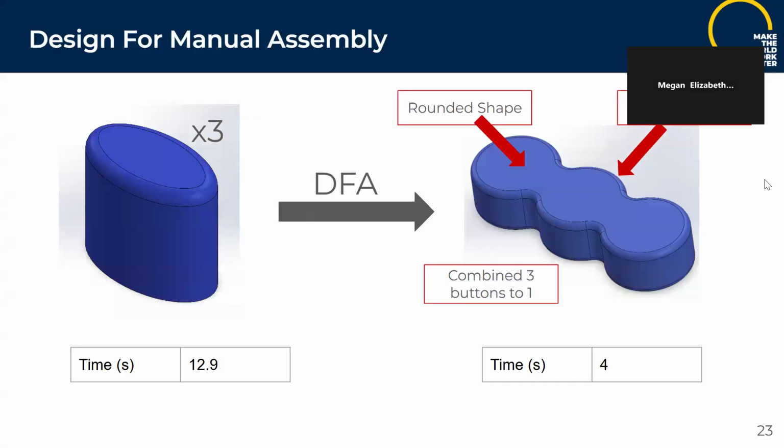For our modular part, for our design for manual assembly, we took the buttons. Originally, we had 3 different buttons that were in that ovular shape, and we took that and combined it into one part, and then rounded it out so it could be flipped 180 degrees. And we also filleted the edges on both the top and the bottom so it can be flipped up and down. This shouldn't change much for the cost of manufacturing, and it shouldn't have any change on the function. It took the time from 12.9 seconds to 4 seconds.